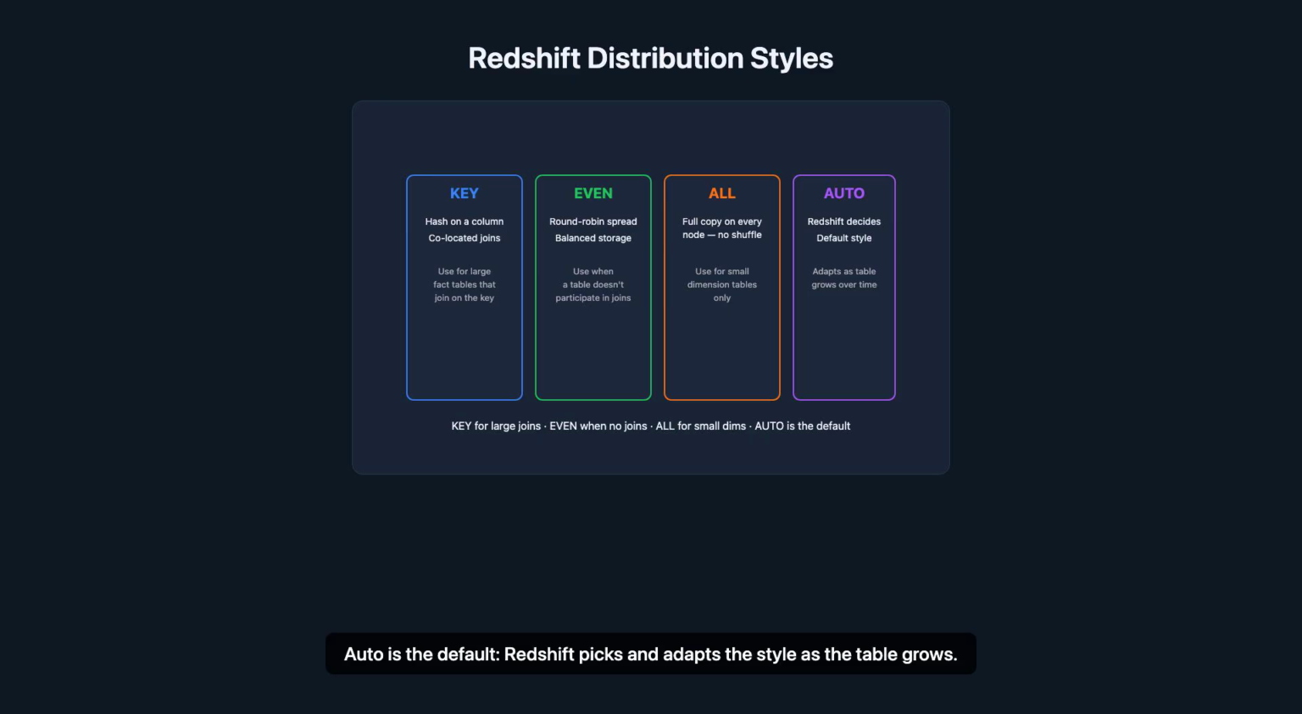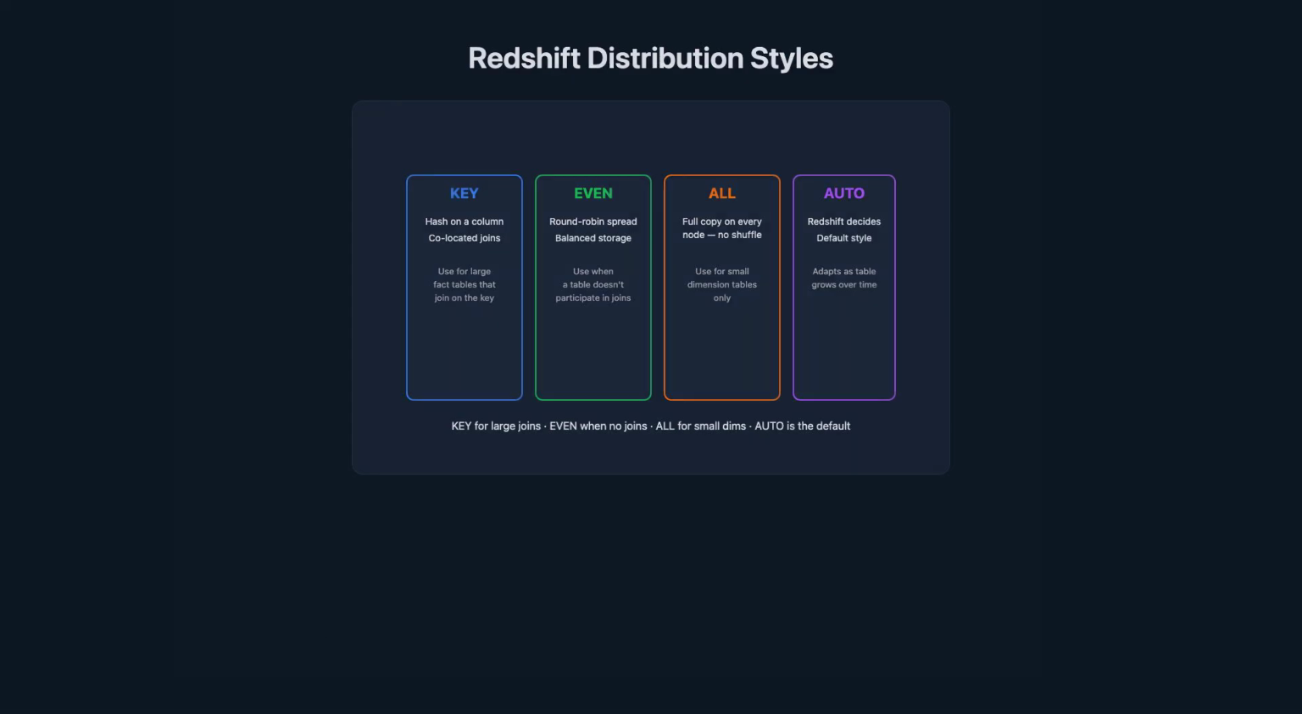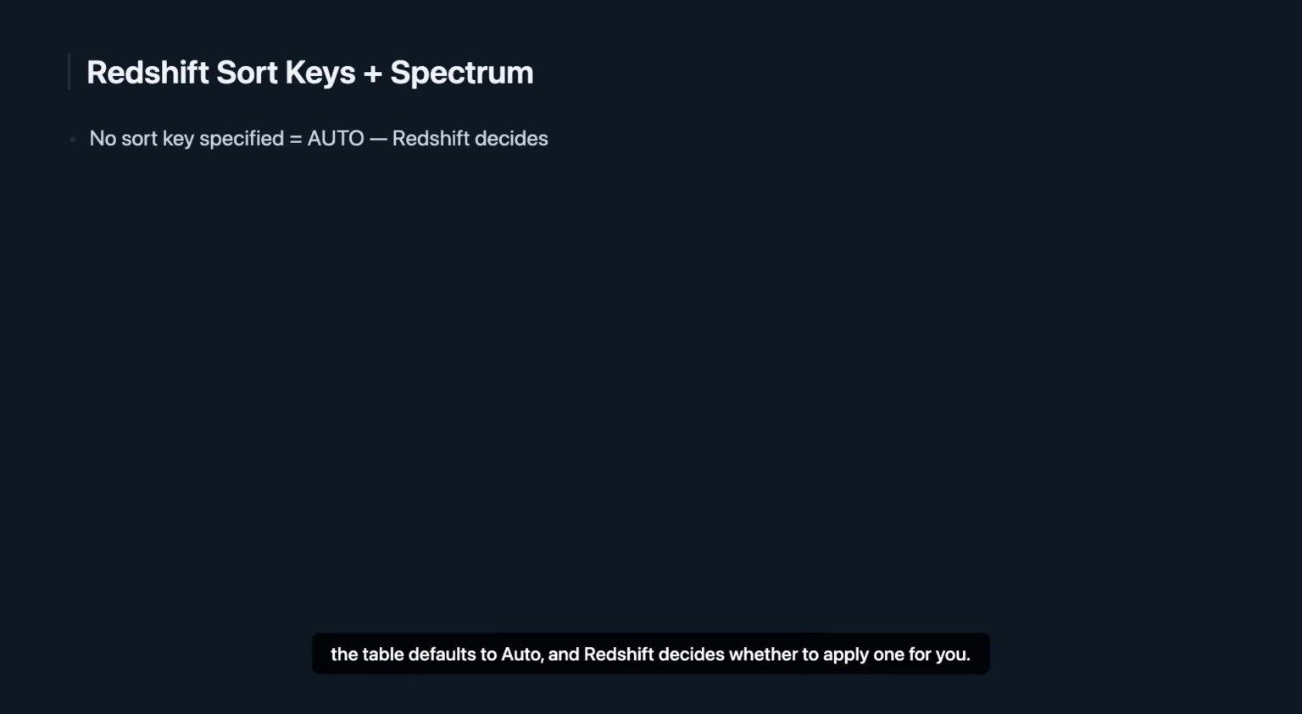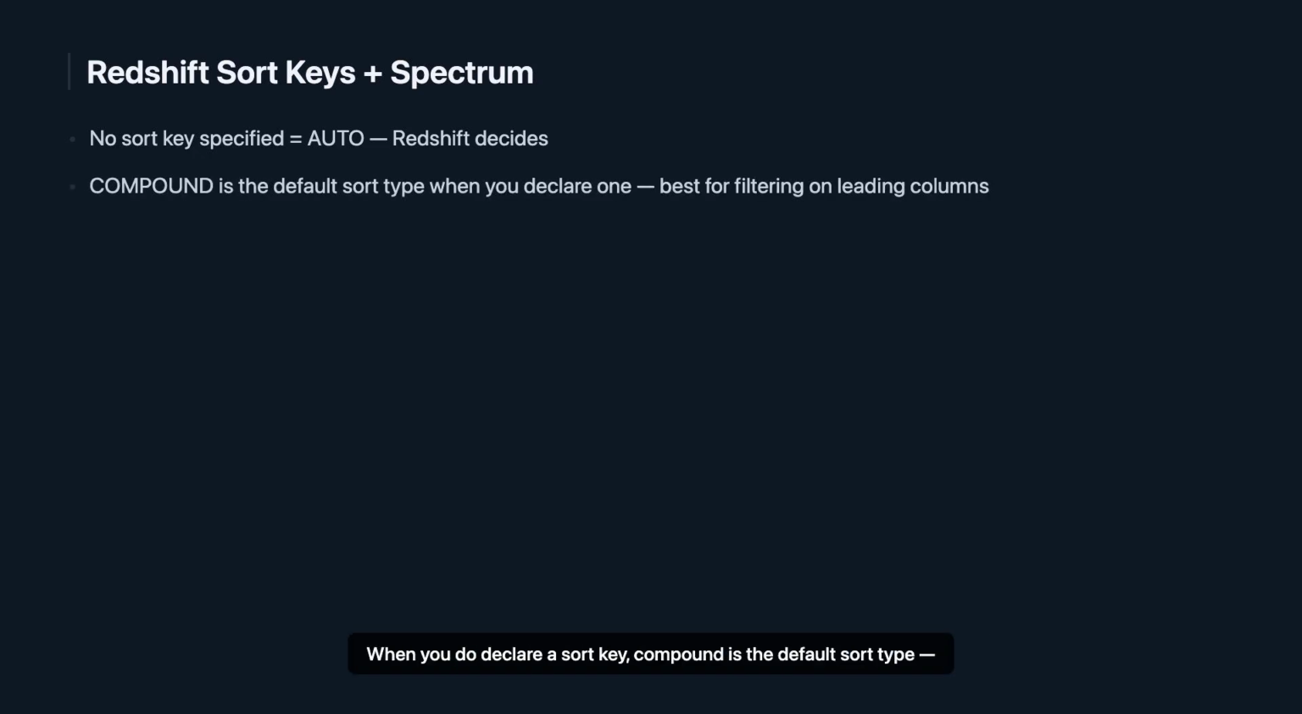Redshift picks and adapts the style as the table grows. Sort keys and Spectrum on one slide. If you don't specify a sort key at all, the table defaults to auto and Redshift decides whether to apply one for you. When you do declare a sort key, compound is the default sort type.